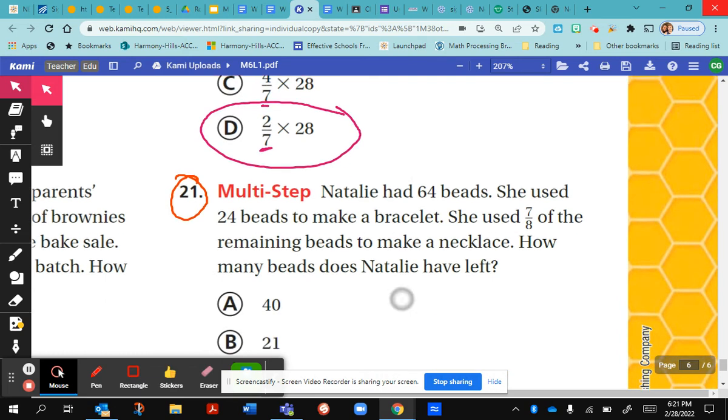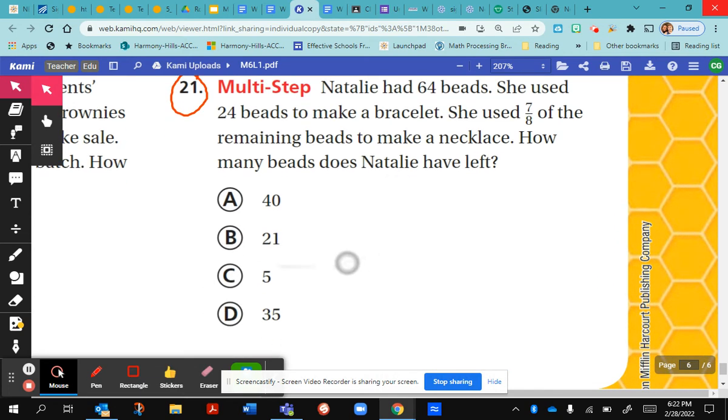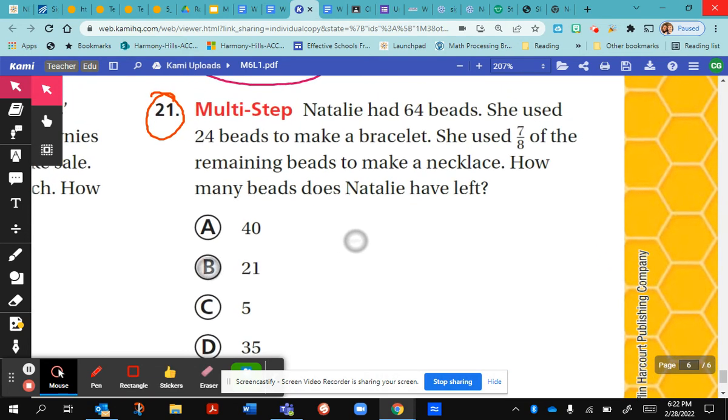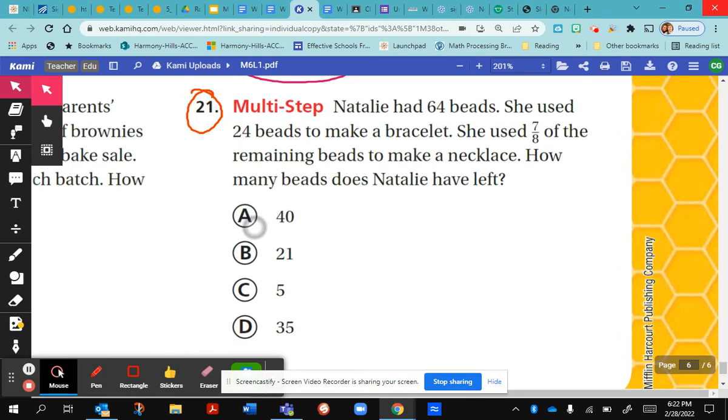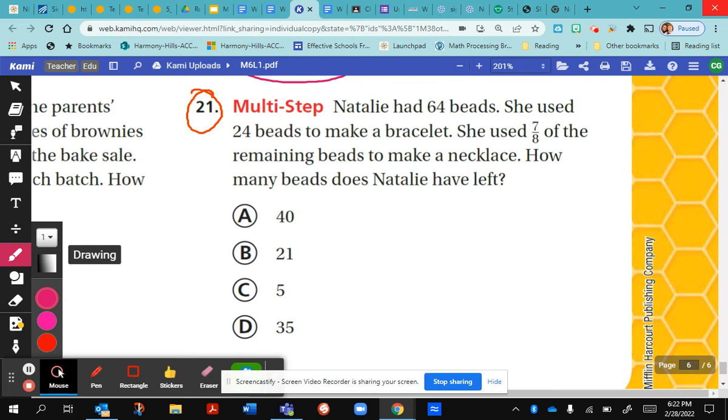Good. Next one. This is a multi-step problem, but it's not that difficult. I'm going to kind of move it. All right. Natalie had 64 beads. She used 24 beads to make a bracelet. Then she used 7/8 of the remaining beads to make a necklace. How many beads does Natalie have left? Oh my gosh, seems a little confusing, right?